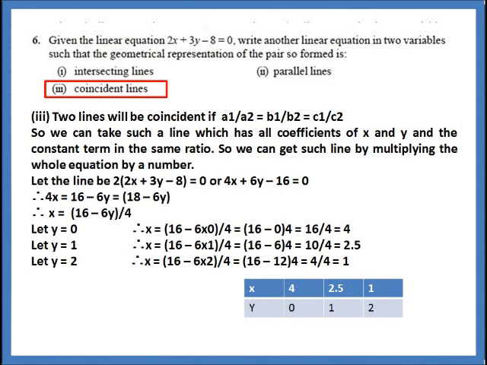Now, arranging all the set of values in a tabular form, we get x is equal to 4 for y is equal to 0, x is equal to 2.5 for y is equal to 1, and x is equal to 1 for y is equal to 2.